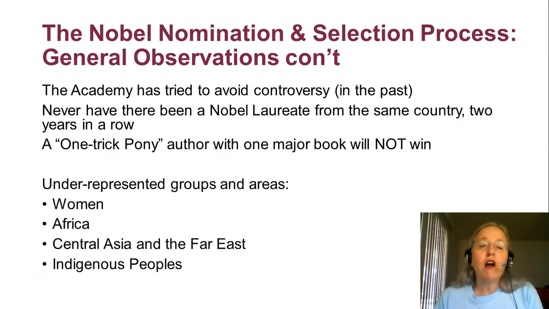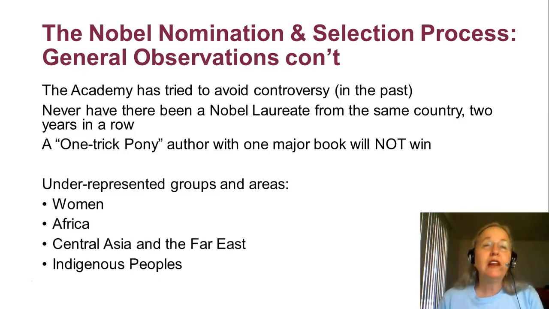The Academy tries to avoid controversy. They tend to be more traditional as opposed to innovative, although this past year's winner, Bob Dylan, suggests that they're going towards the innovation area. And there's never been a Nobel laureate from the same country 2 years in a row. So that's important. Another is to think, what groups have been underrepresented? What areas have been underrepresented?